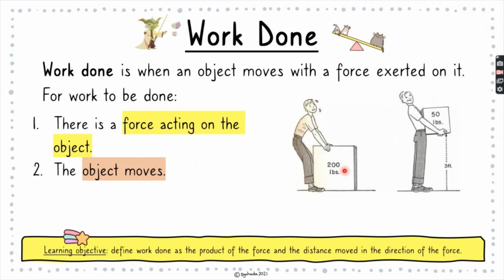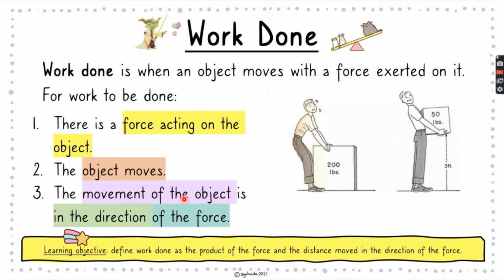If the object is not moving, then work is not done. But here the object is moving, which means that work is done. And thirdly, the movement of the object is in the direction of the force. So here the force is lifting upwards, and you can see that the box is moving from the ground and upwards as well. So here work is done.